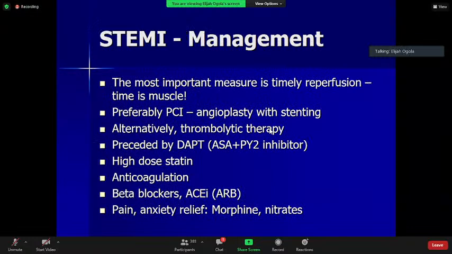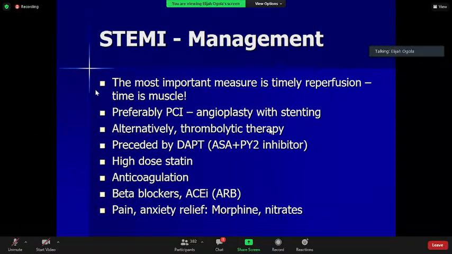In terms of the management, the most important measure, once you have diagnosed a STEMI, is timely reperfusion. So this is absolutely important. And in cardiology, we have this saying that time is muscle. So the more time you waste, the more muscle is lost, and therefore, even after you treat the patient, the more the residual damage.